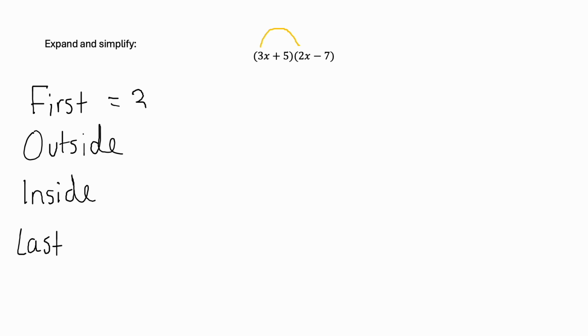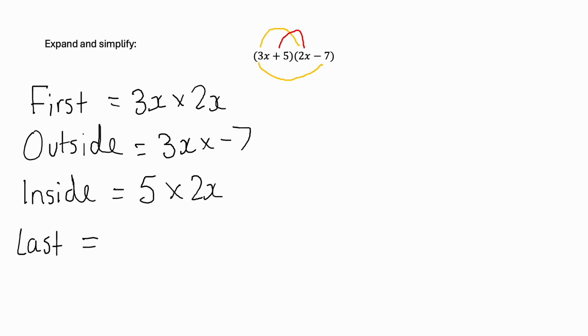So we're going to do 3x times 2x. Outside are the terms that are the furthest away from each other. So that is 3x and -7, and we're going to do 3x times -7. Inside are the numbers that are the closest to each other. So that's 5 and 2x. And last are the last numbers that we've got.